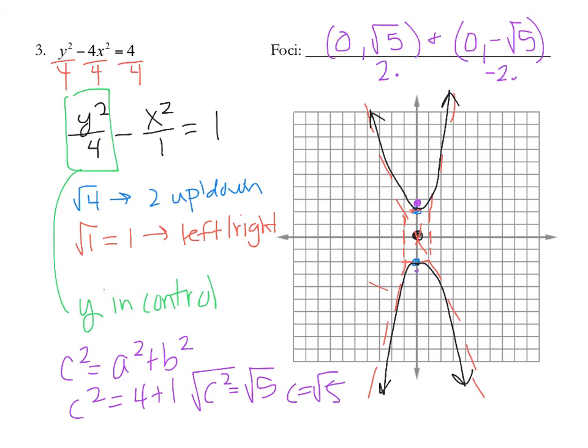So these ones, again, if you notice this is skinnier, this ends up pretty close to where the vertices are, but still outside of the box and inside of the curving hyperbola. It's inside of it.